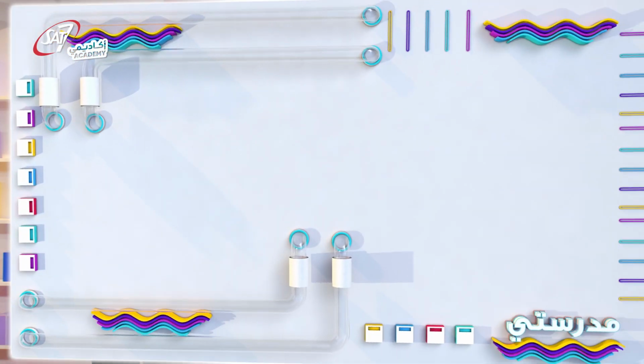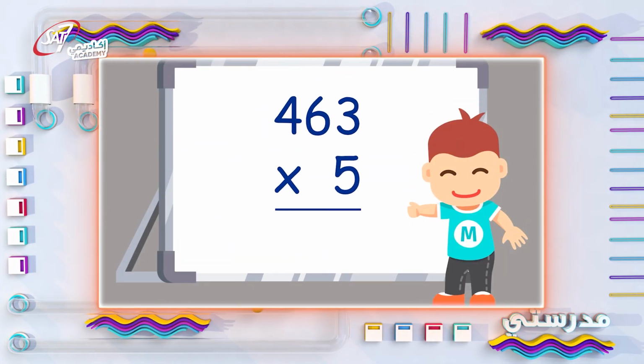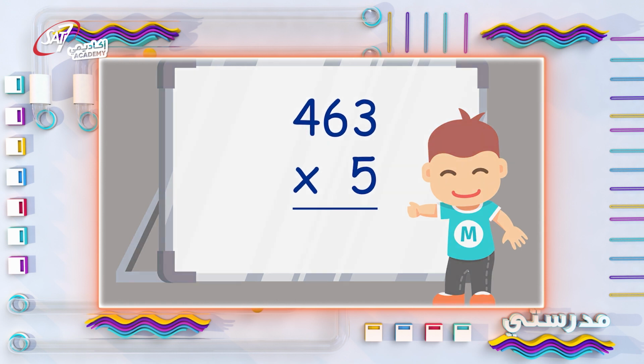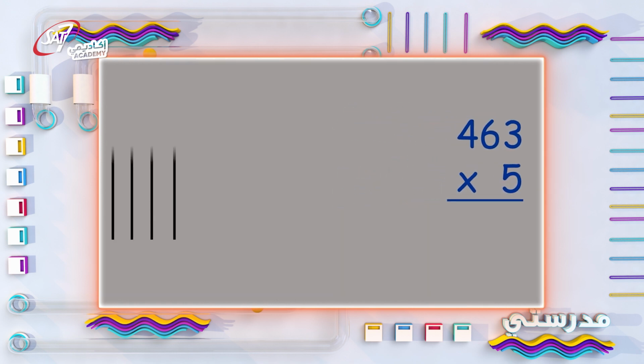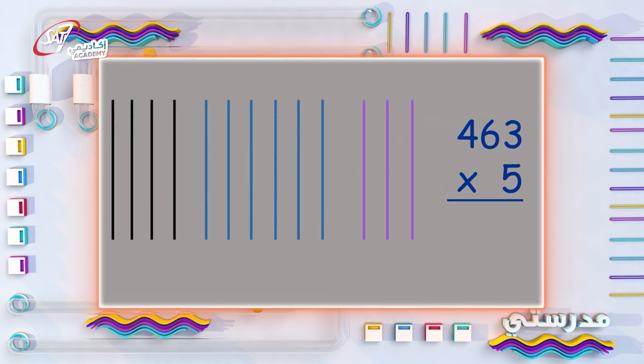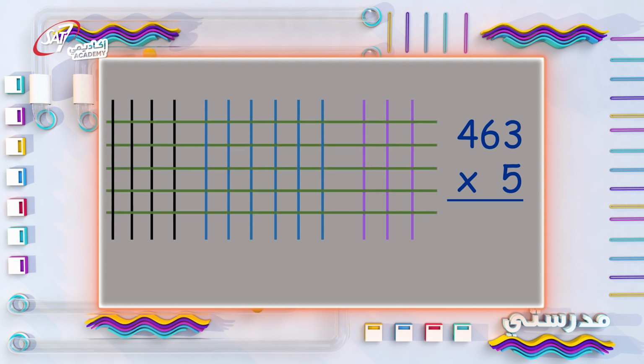Let's look at another example. 463 multiplied by 5. We will draw 4 lines, 6 lines, and 3 lines. On top of them, 5 horizontal lines on top, because we are multiplying by 5. And next, we will highlight the spots where the lines meet. How many meeting points are there in this section? 3, 6, 9, 12, 15.